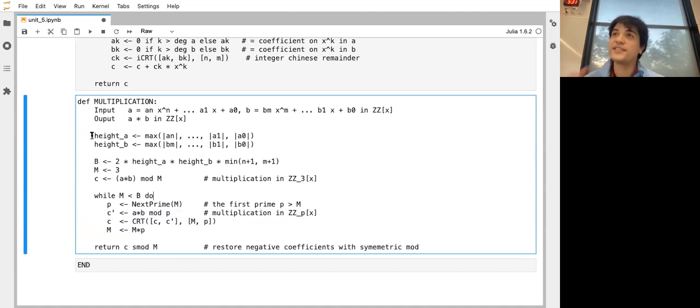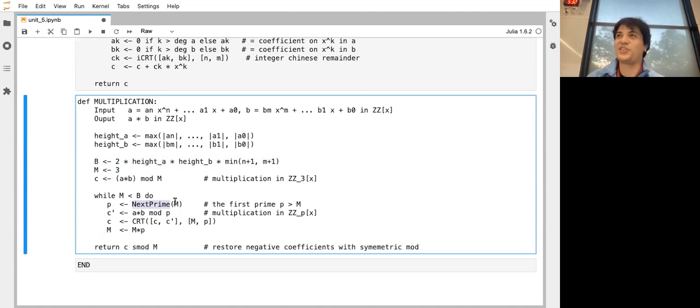So I'm just doing exactly what I did in the example. I got the height of A, got the height of B, and calculated the bound that I have to exceed in order to be ensured that I'm returning the coefficients that are correct. I'm starting M at 3 because I'm doing one multiplication outside of the while loop. So this is like your first image. And then you just keep generating new images until this M is in excess of that bound.